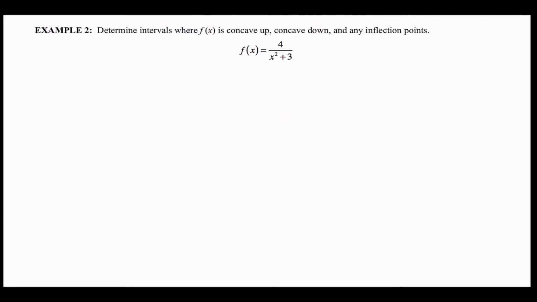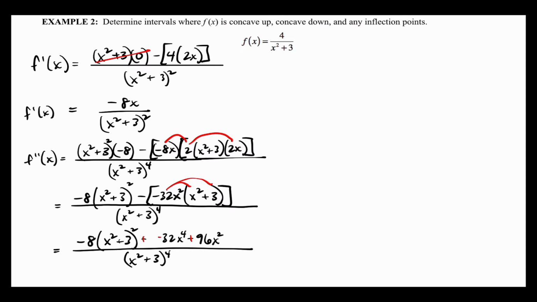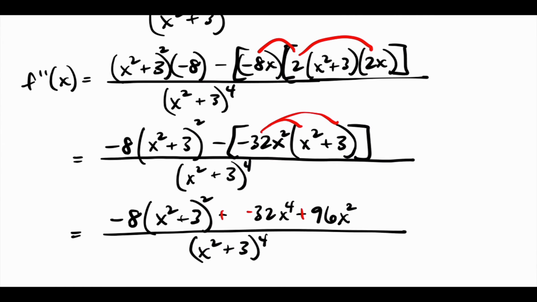Okay, so I want you to do number 2 now. Do number 2. Same question, different function. Okay, so second derivative. First derivative, I got negative 8x over x squared plus 3 quantity squared. And then I did the second derivative. I stopped because of my next step. I did the quotient rule again. And then I stopped.